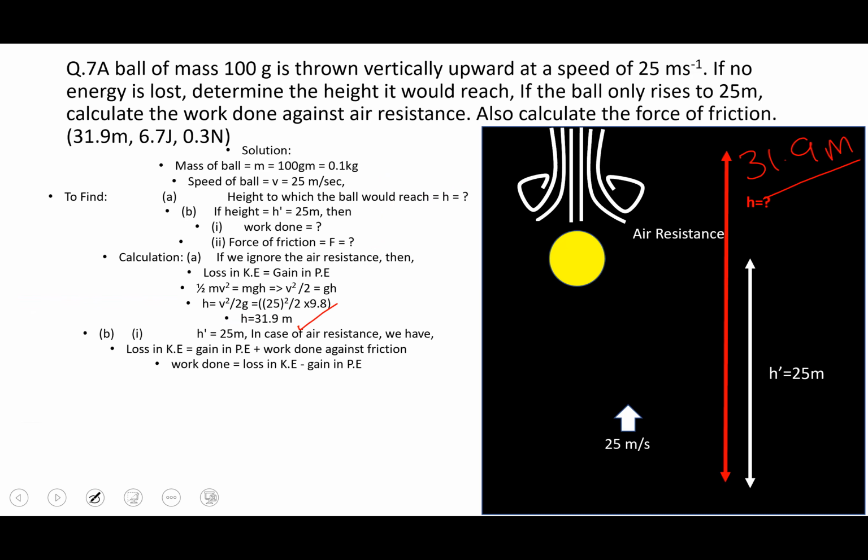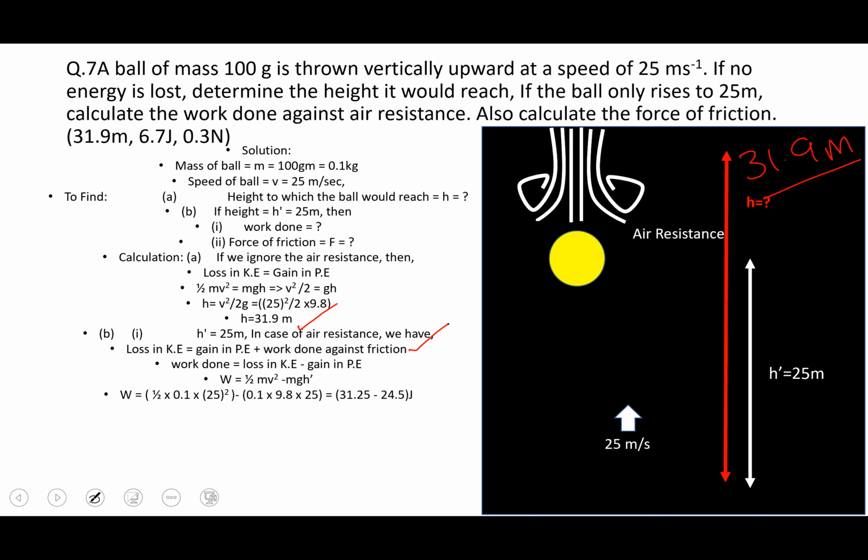So h dash is equal to 25 meters. In case of air resistance, we have loss in kinetic energy and gain in potential energy plus the work done against the friction as well. Now the work done is equal to the loss in kinetic energy minus gain in potential energy. Just rearranging the above equation, we get W is equal to half mv squared minus mgh dash.